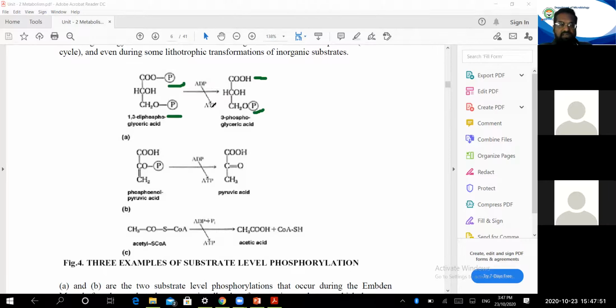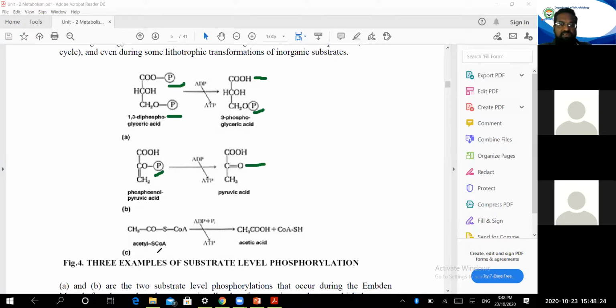Similarly, we take another example, phosphoenol pyruvate. Here you see one phosphorus attached to this phosphoenol pyruvate molecule. This is again dephosphorylated during the pathway. The phosphorus removed is accepted by the ADP molecule, it becomes ATP, and the resulting molecule is pyruvic acid. On this location, the phosphorus is removed. यहाँ से आप phosphorus को remove कर देते हैं.